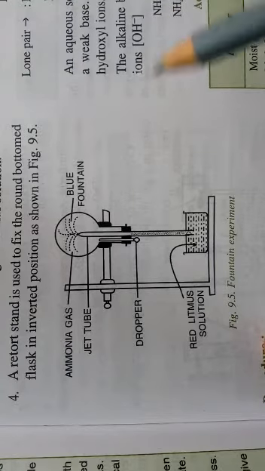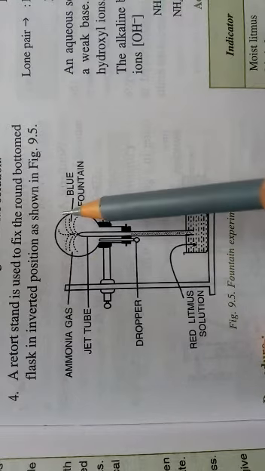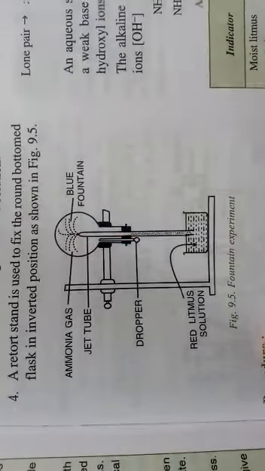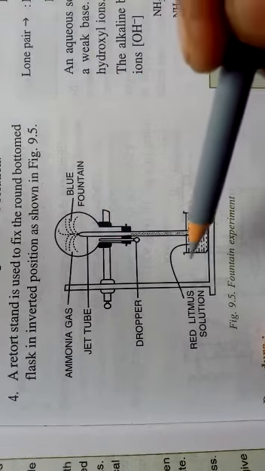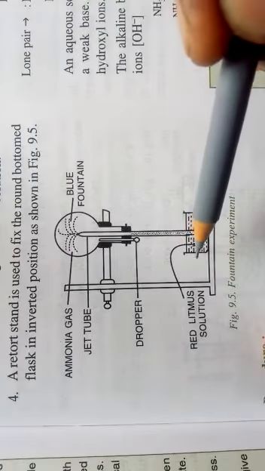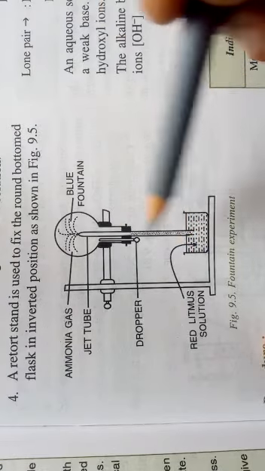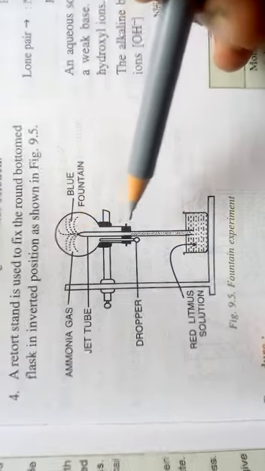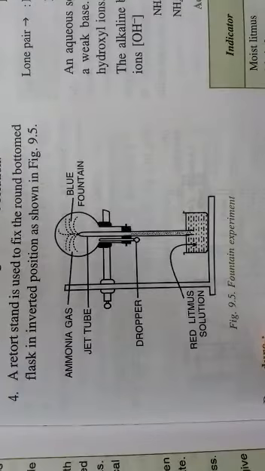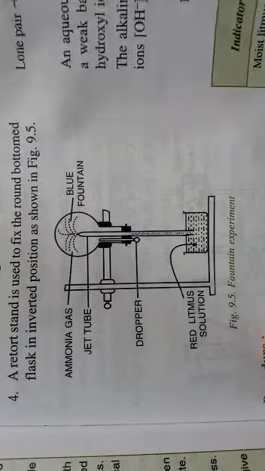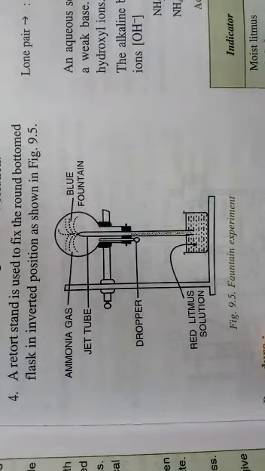But here we are taking ammonia gas in the round bottom flask and red litmus solution in the trough. By atmospheric pressure, red litmus solution enters the flask, combines with ammonia gas, and turns to a blue fountain. This experiment shows the basic property of ammonia.